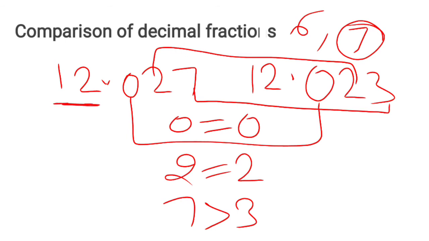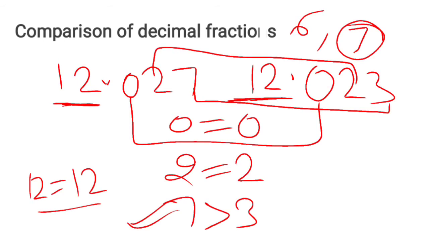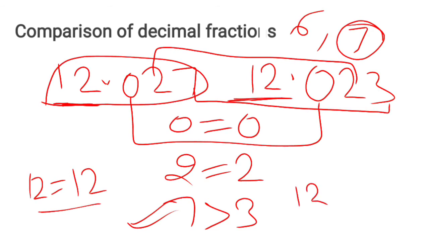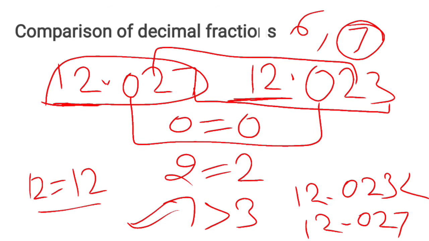and this is 12. Whole number we already know how to check. 12 equals 12. So how can we say which one is greater and which one is smaller? This number is greater. Which number? This number is 12 decimal 0 2 7. So we can say that 12 decimal 0 2 3 is smaller than the other number, 12 decimal 0 2 7. Or we can say that it is greater. That is your choice, whether you are finding greater or smaller. According to that you can apply the rule.